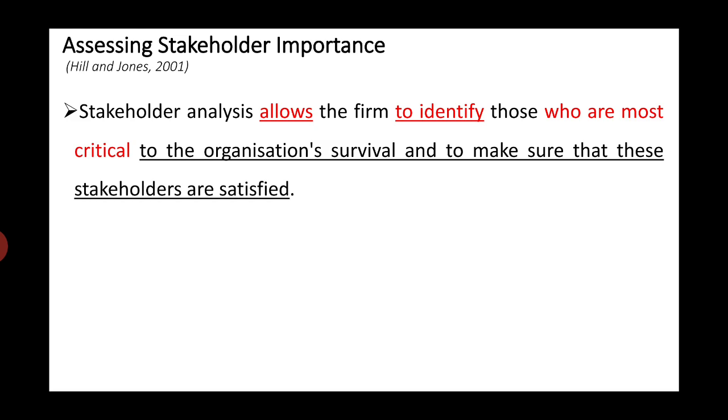Are all of them important? Yes, they are, but there are very important people. Without those, the organization cannot survive. Later on, we'll talk about them. And at the same time, the organization needs to make sure that those critical stakeholders are satisfied. So we need to highlight those stakeholders who are important to the organization. And the second thing, organization is trying to make those critical stakeholders satisfied.